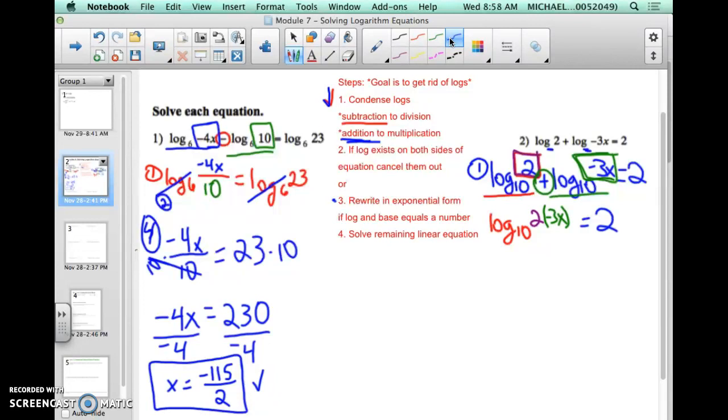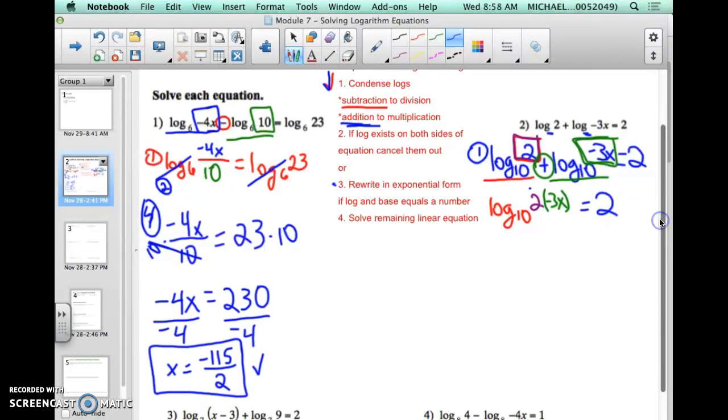In this case, it was addition, so I had to multiply the pieces together. Now, step 2 in this list of steps we're not going to do for this one. Because if you notice, log base 10 of 2 times -3x equals 2. There isn't a log on both sides, so I can't cancel out logs. In this case, then, I have to call upon prior knowledge of rewriting in exponential form. So I'm going to jump to step 3 now.